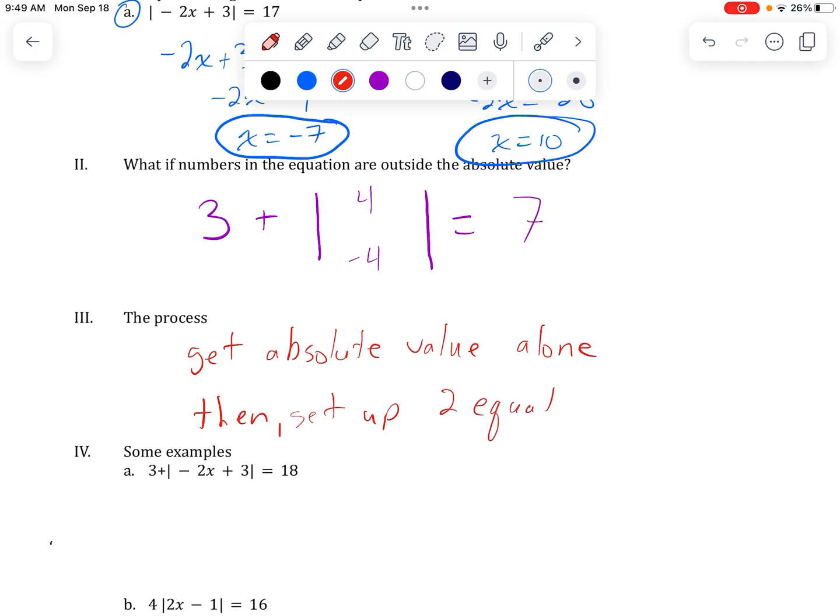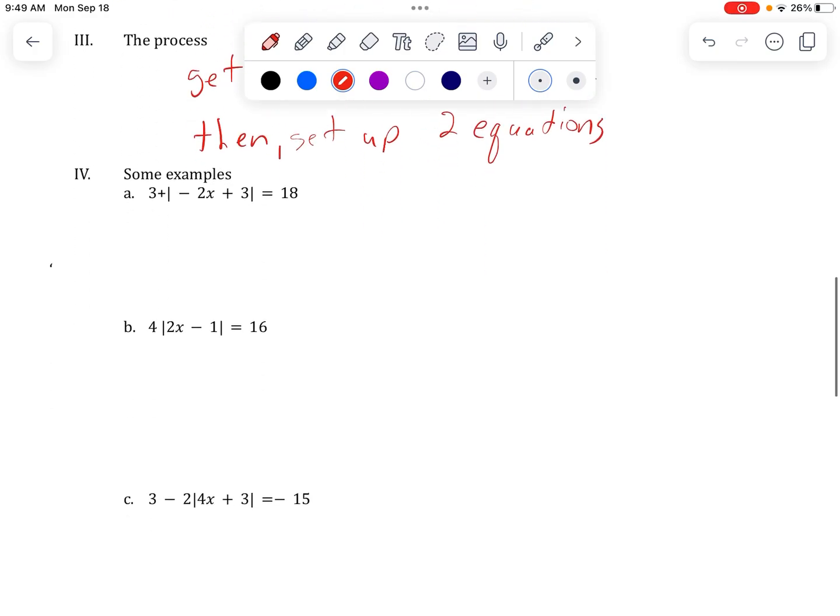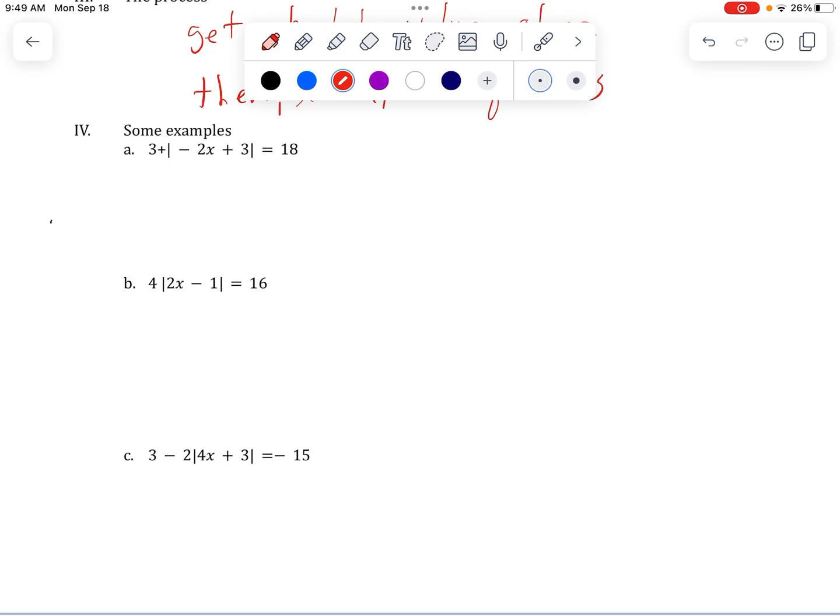So here's what that would look like if we look at example A. We're going to do this one together, okay? So what you would do for A is you would subtract 3 from both sides, and you'd get negative 2x plus 3 in absolute value equals 15. What this is telling you now is my absolute value is actually equal to 15 or negative 15, not 18 and negative 18. So you're going to set up negative 2x plus 3 equals 15, negative 2x plus 3 equals negative 15. You're going to solve both of these.